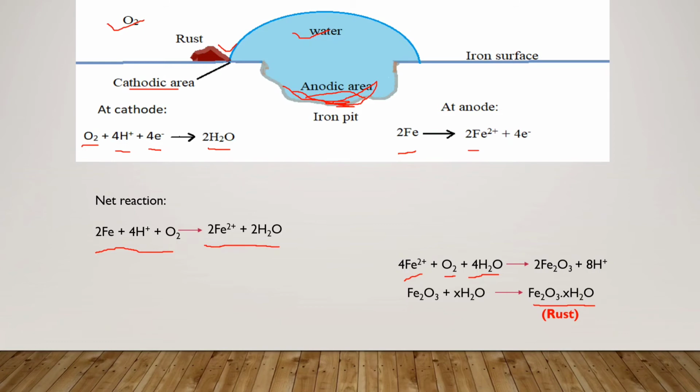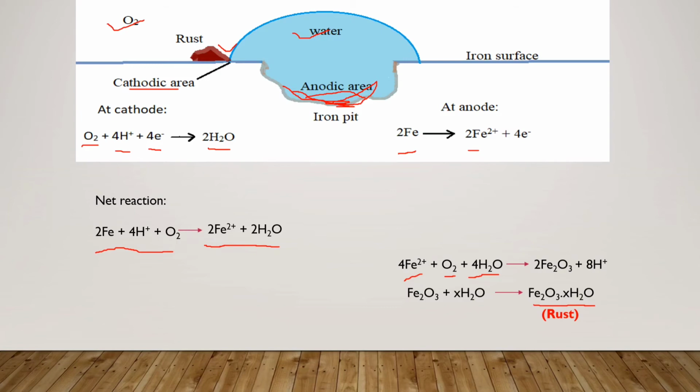The second factor is the presence of impurities like salt in water. What you have to consider is that in this process, the electrons have to flow from the anodic region to the cathodic region through water. So, if salt is present in water, the speed of this electron flow is increased because salt water has more conductivity than pure water. So, rusting is accelerated by the presence of impure water.